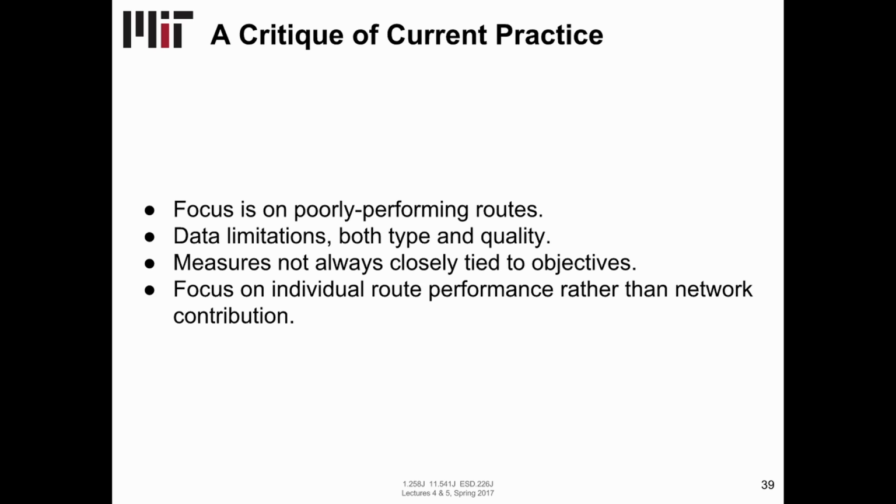Okay, so in the last slide, there's a list of possible caveats that are mentioned here. A couple of those we already discussed. The focus of the existing practice is on poorly performing routes, whereas it does not necessarily have to be a poorly performing route that has the potential to improve the performance of the system. There's data limitation both on type and quality. We observe that in many of the measurements and in many of the decision making, there's lots of uncertainty that is related to quality of data and limitations of data.